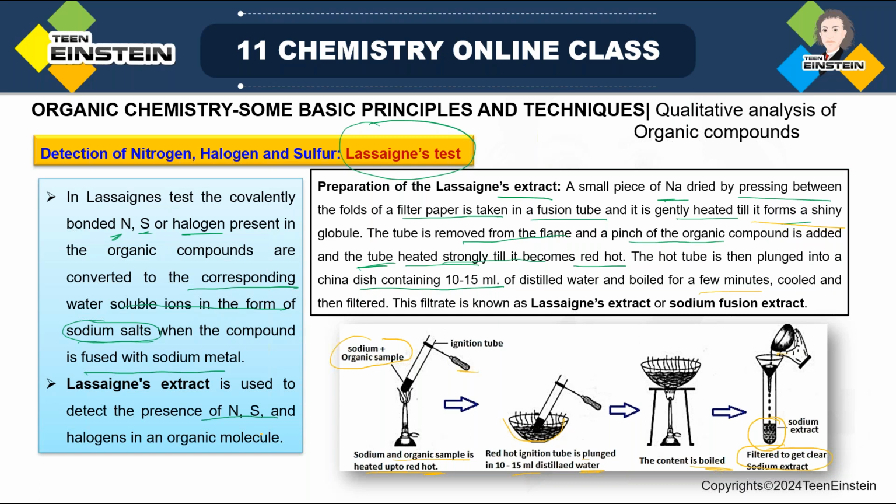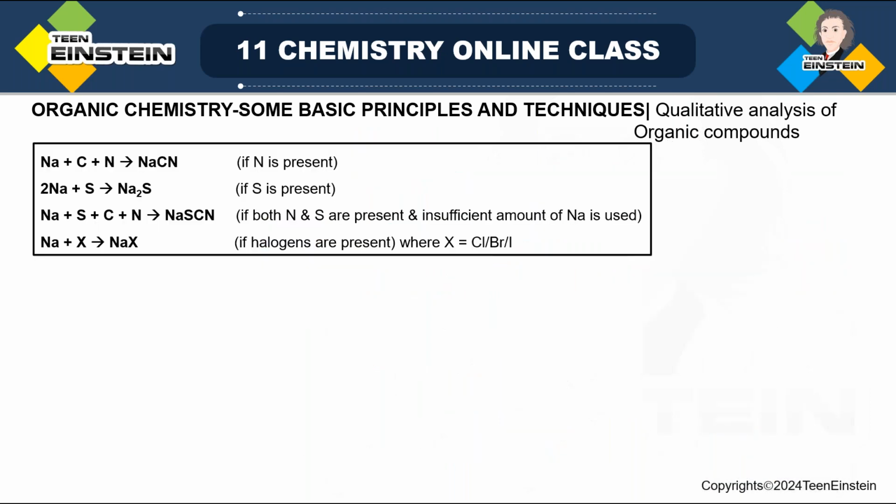So the purpose of this test is to make the sodium fusion extract where all this N, S, halogen, they are present in the corresponding water soluble ion in the form of sodium salt. Fine. So just have a look here. Sodium, when it will react with carbon and nitrogen, because carbon is always there, it is an organic compound, it will be converted to NaCN. So this is as if the sodium salt of the cyano negative cyanide ion, right?